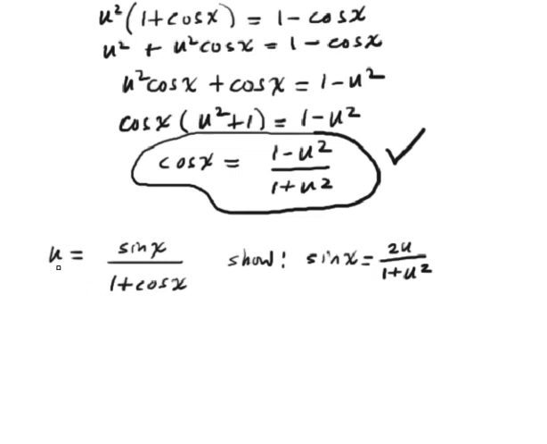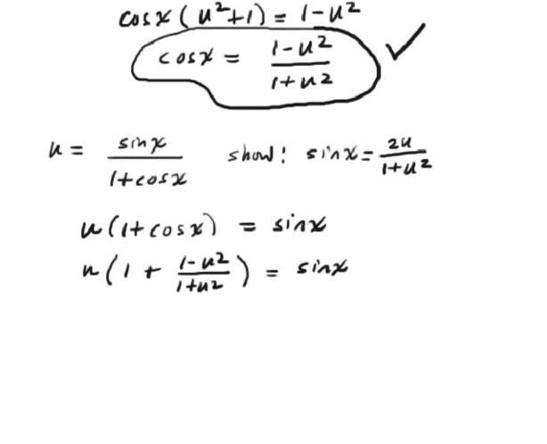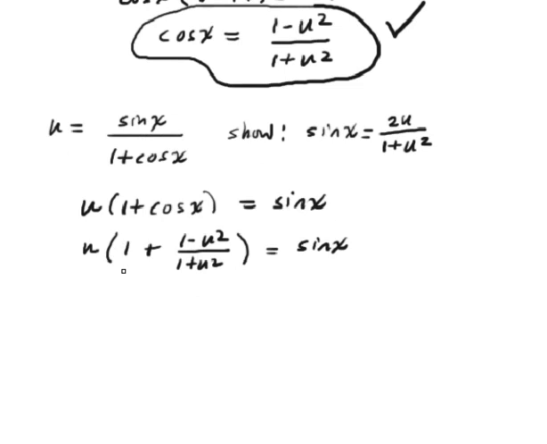All right, well, we're going to first start by cross multiplying here. So we have u times 1 plus cosine x is equal to sine x. Now replace cosine x with this expression, 1 minus u squared over 1 plus u squared. Okay, add 1 plus 1 minus u squared over 1 plus u squared, and get a common denominator.